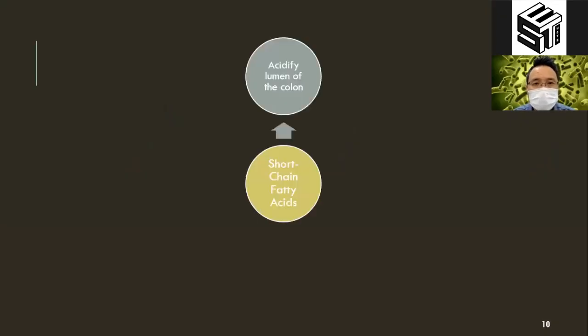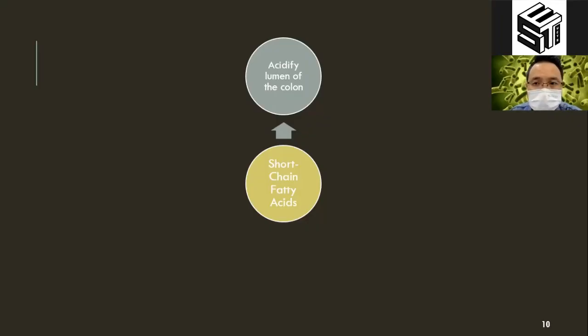Now, how is this short-chain fatty acid beneficial to our health? First of all, the short-chain fatty acid, such as propionic acid, butyric acid, and acetic acid, will acidify the lumen of our colon. When they acidify the lumen of our colon, it causes the environment to become acidic. As you know, an acidic environment only favors the growth of certain beneficial lactobacillus and bifidobacteria and inhibits the growth of pathogenic bacteria who are sensitive to pH.